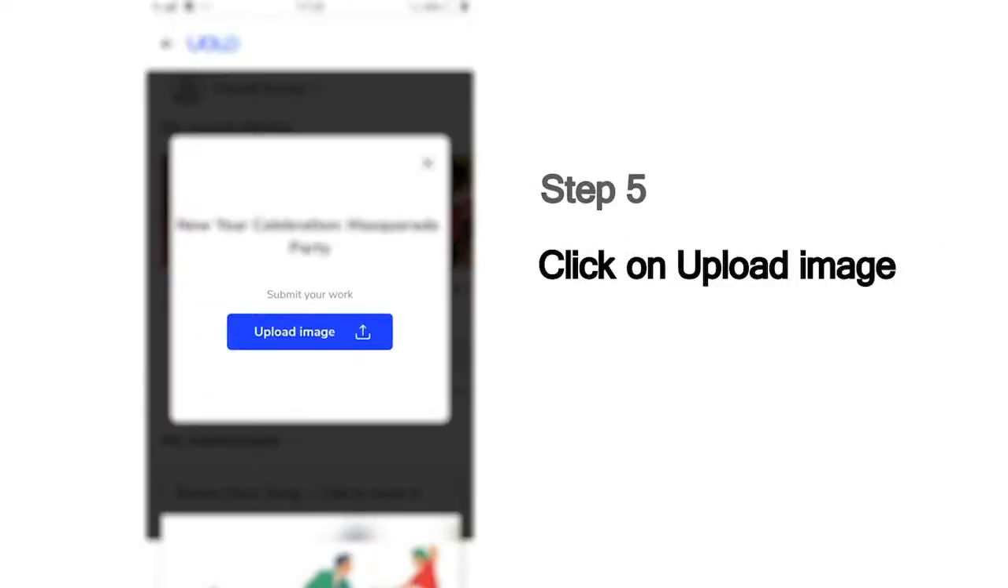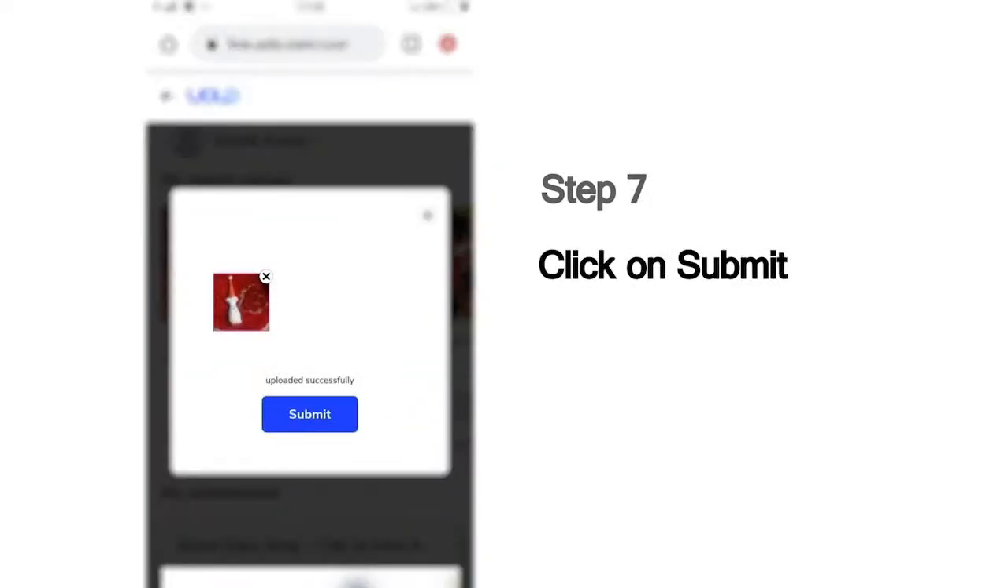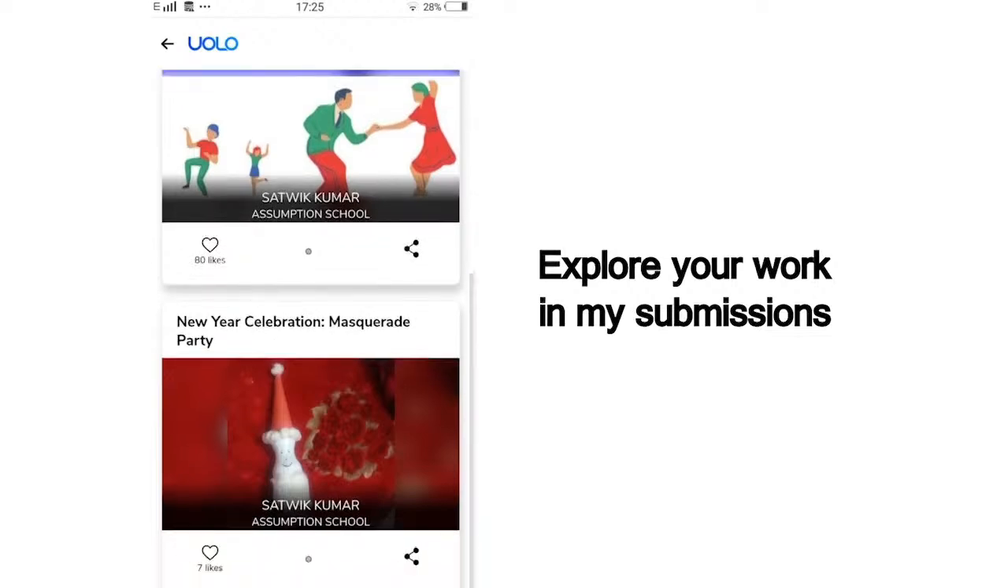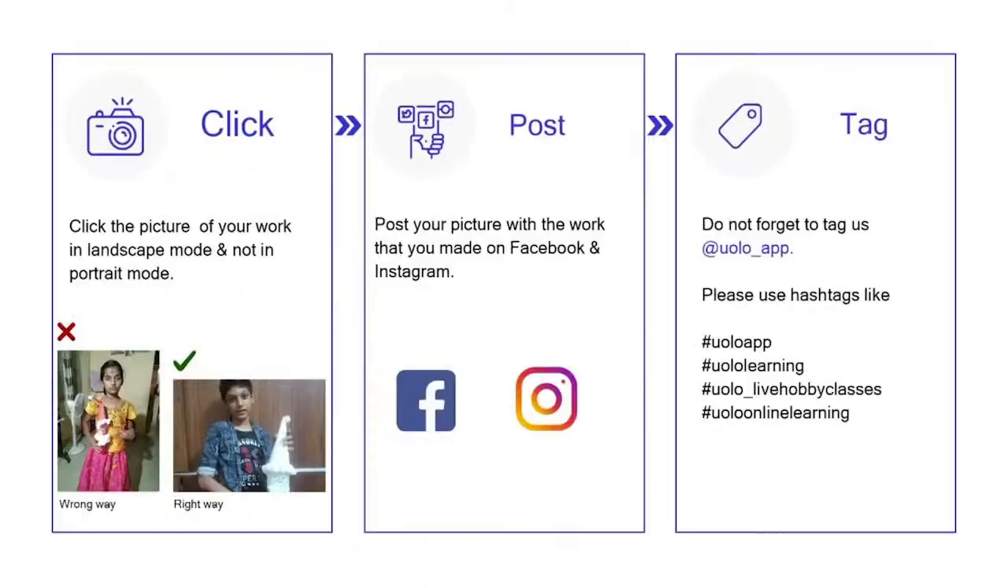Then upload the photo you've taken. Choose the image from your phone and click Submit. You can scroll down and view all your past submissions and see how many of your friends or peers have liked your work. You can also see others' work and like their work to inspire your friends. If you want to showcase your work on social media, that too is very simple. Click on Share, copy the link and post it on Instagram or Facebook or any other platform of your choice.